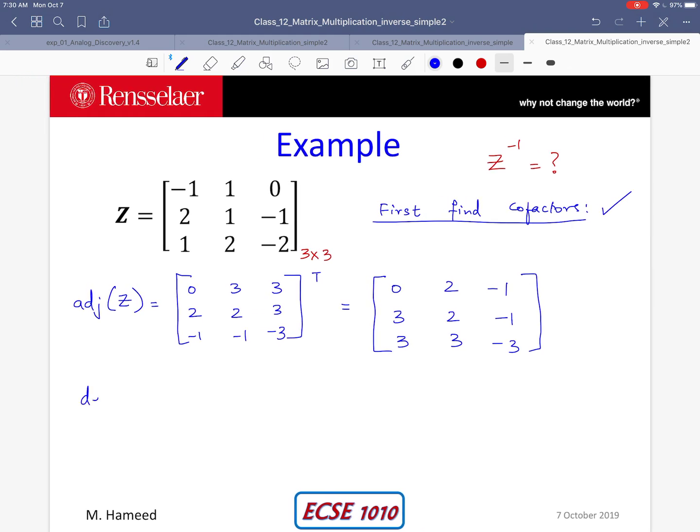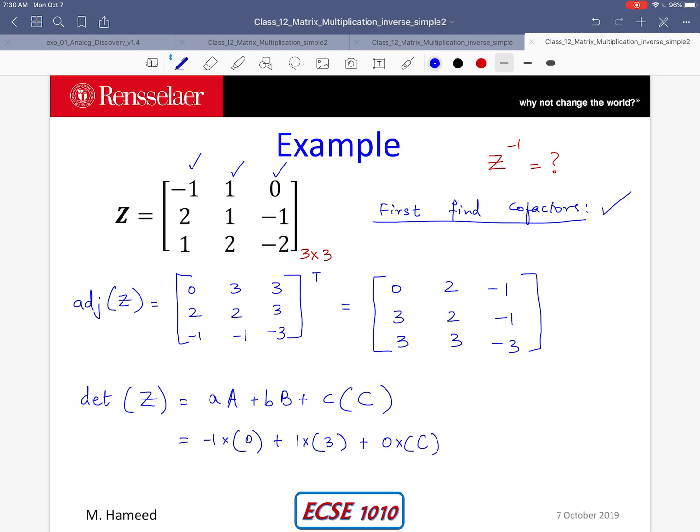Next I need to find the determinant. Determinant of Z is a times A plus b times B plus c times C. We already know the value of the elements. a is negative 1 multiplied by the cofactor capital A, which we found to be 0, plus b is 1 multiplied by cofactor B, which we found to be 3, plus c is 0, so I don't care about that. So that gives me 3, because this goes away, we just have 3. So we have found the determinant, we have found the adjugate of Z. We just need to put these two together, and let me write down the answer right here.